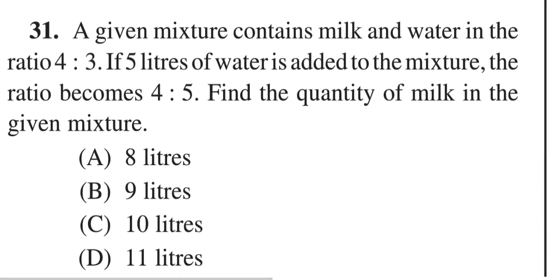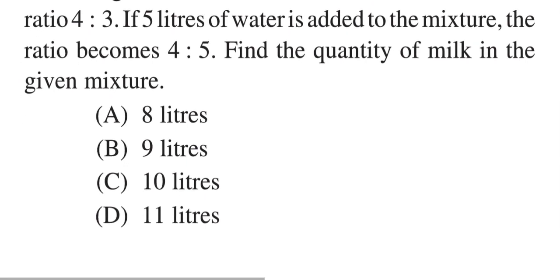So this will be the last question for this video, and in our upcoming class we will try to discuss the rest. So it says a given mixture contains milk and water in the ratio 4:3. If 5 liters of water is added to the mixture, the ratio becomes 4:5. So now we have to find the quantity of milk in the given mixture: 8 liters, 9 liters, 10 liters and 11 liters. I have already talked about how to solve it. Let me give you the correct answer. Correct answer of this question will be C, that is 10 liters.